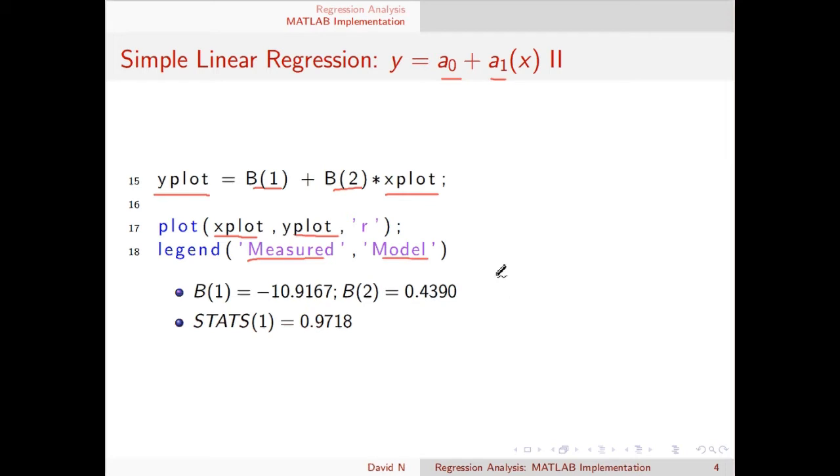Upon running the Matlab script, we find the model coefficients b1 and b2 to be equal to minus 10.9 and 0.43 respectively. And then the stats variable has in its first element the r-squared value for the current data set using a simple linear regression model, which is equal to 0.97.